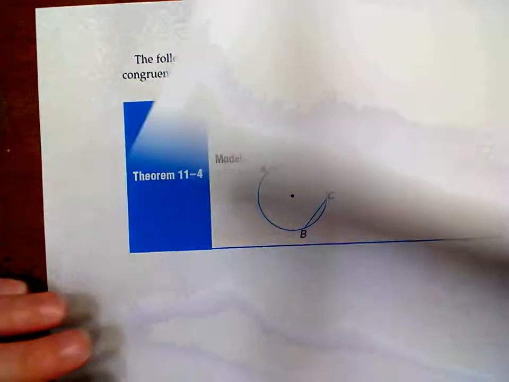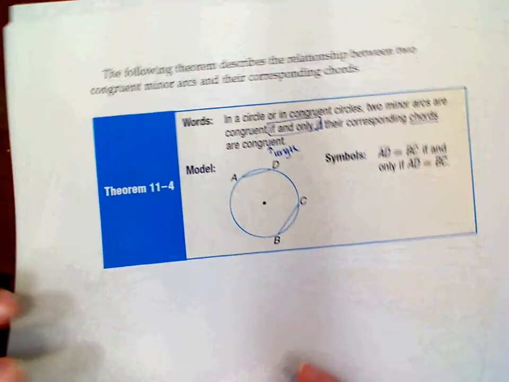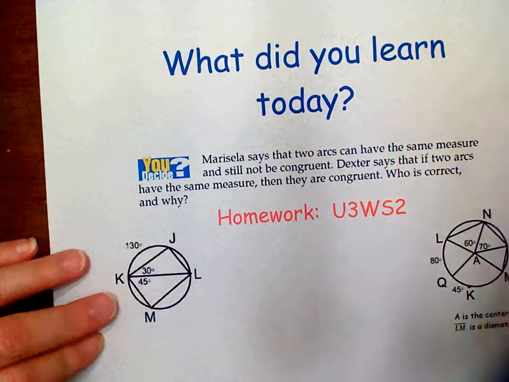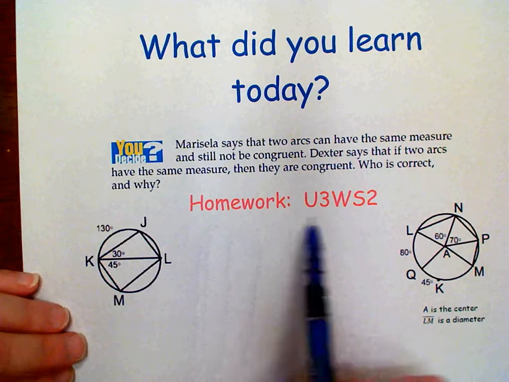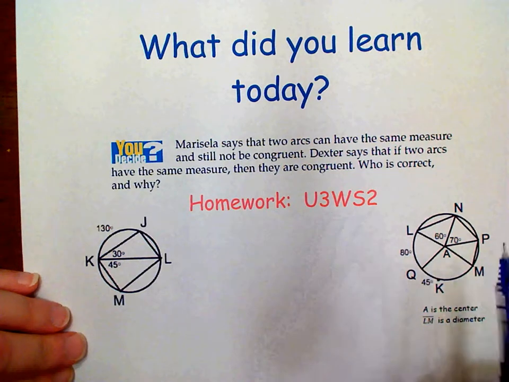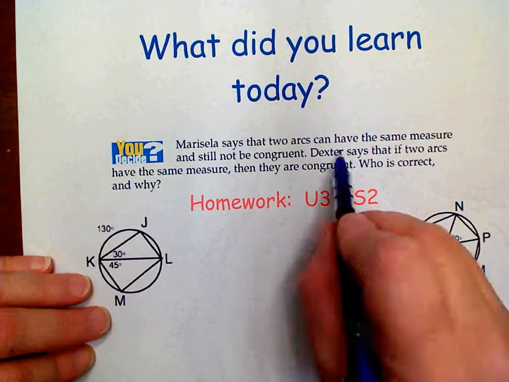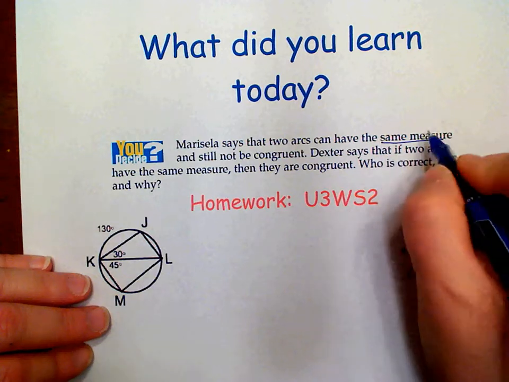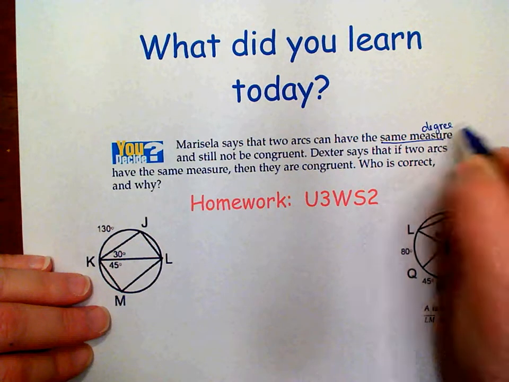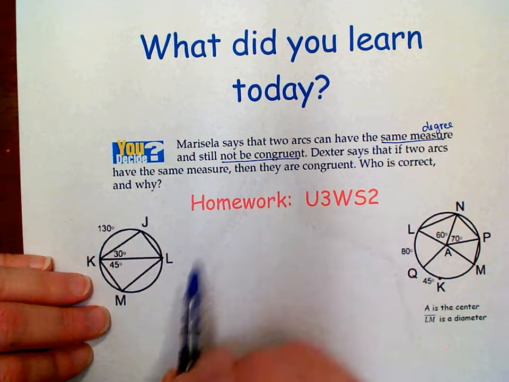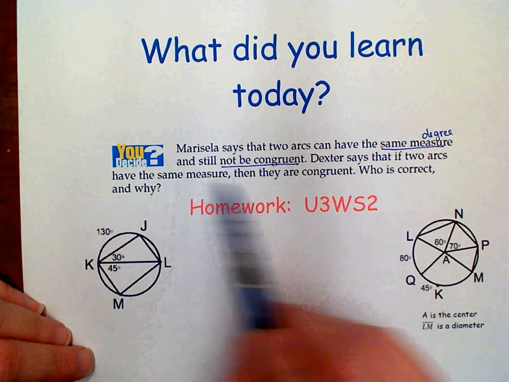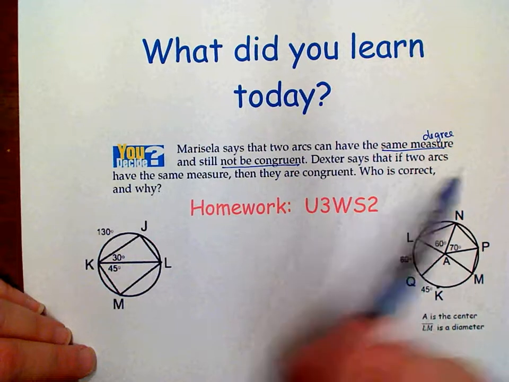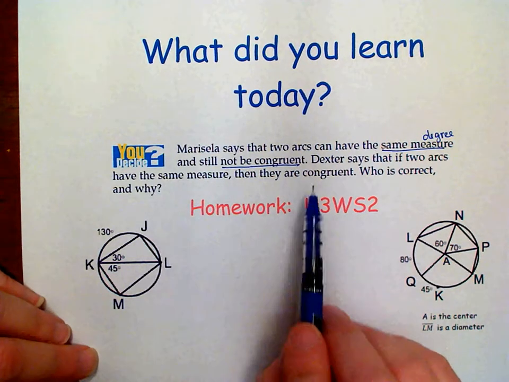Okay, so that's all there is to this lesson today. Your homework is worksheet 2. Remember that two arcs can have the same measure, which remember is in degrees, but not be congruent. So Marcella is the one that's correct in this, not Dexter. Dexter says that if two arcs have the same measure, then they're congruent. And that's not true. We've looked at that with the concentric circles.